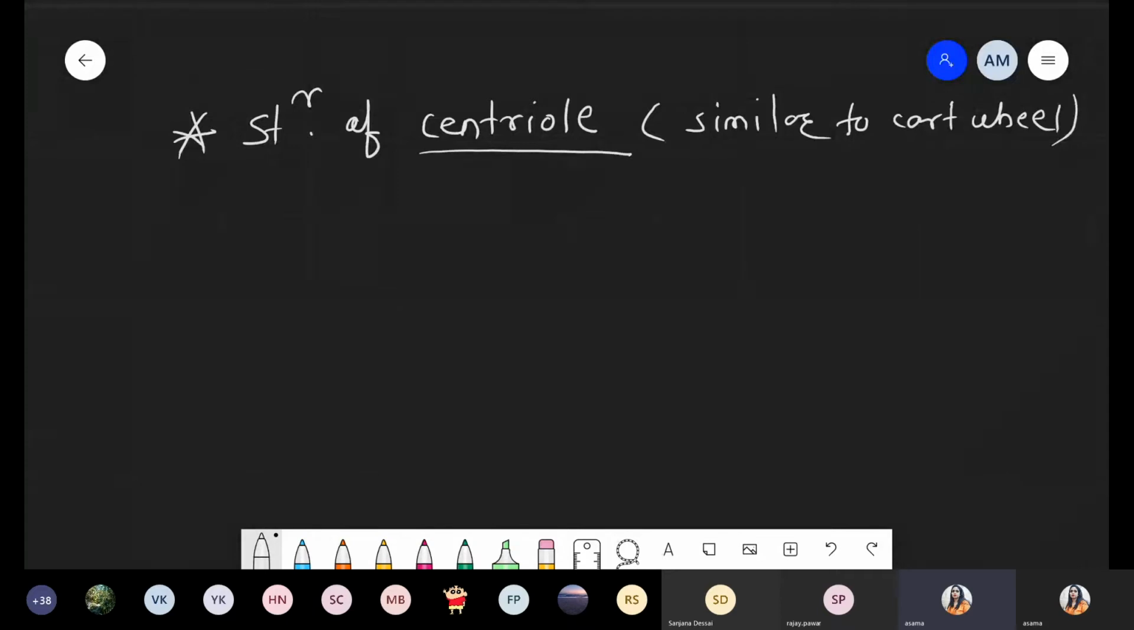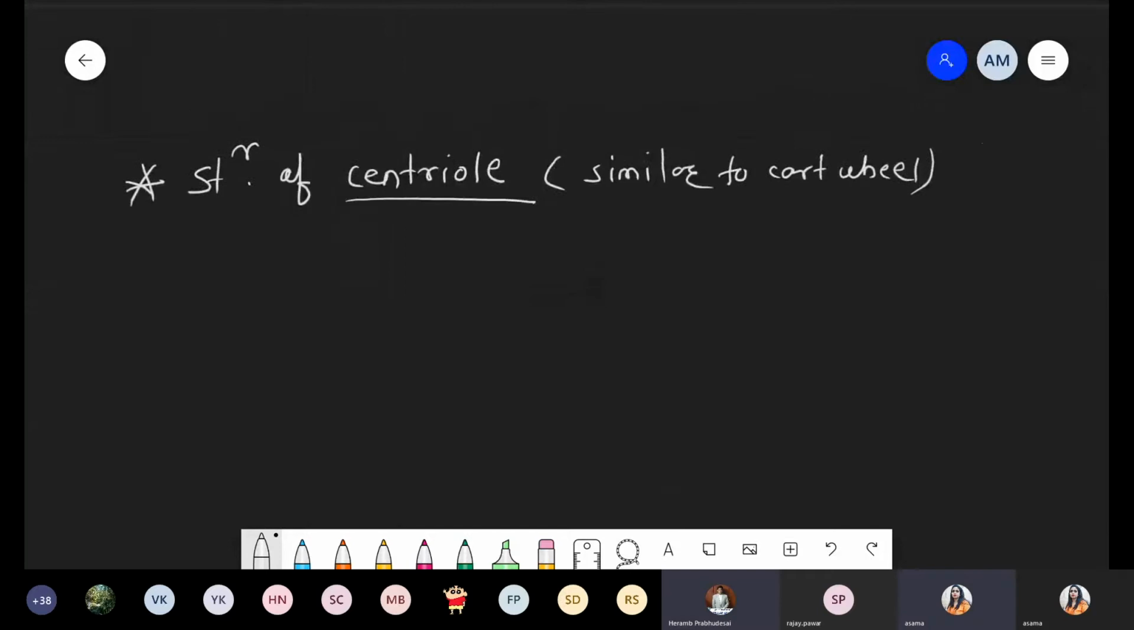Ma'am, I can't see the screen from the start. Ma'am, what you taught from the start? This part, structure of centriole, and inside this bracket, similar to cart wheel. Screen is not visible. It's visible now, ma'am. Okay, maybe there was a problem with late loading. Okay, fine. I will maintain my speed.